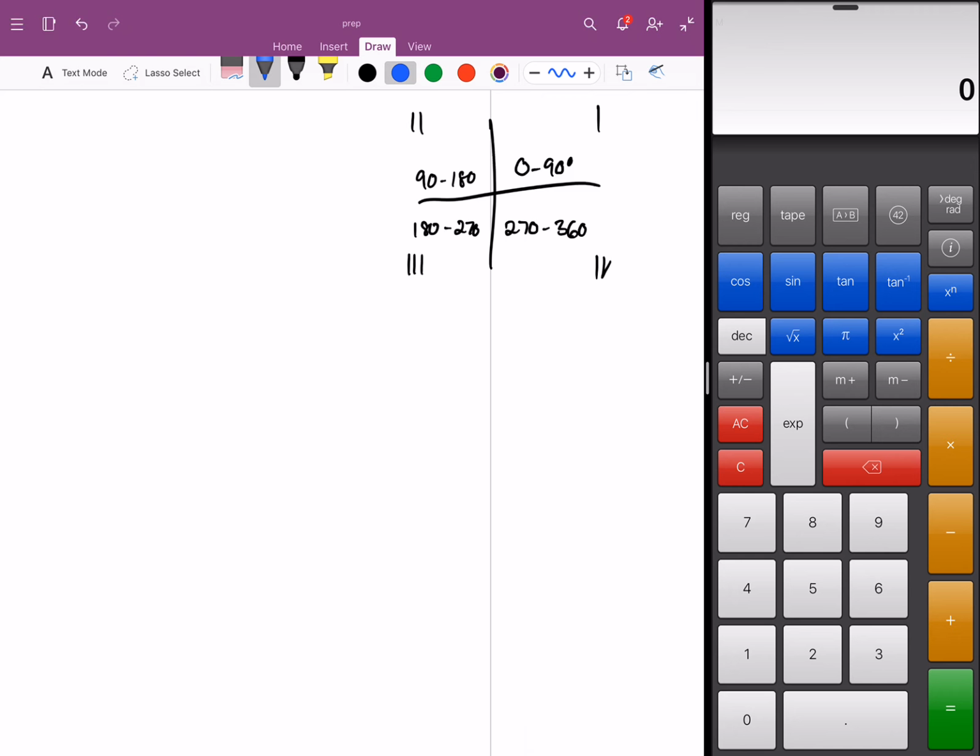Now keep in mind, you have positive x, positive y; negative x, positive y; negative x, negative y; and finally positive x, negative y.